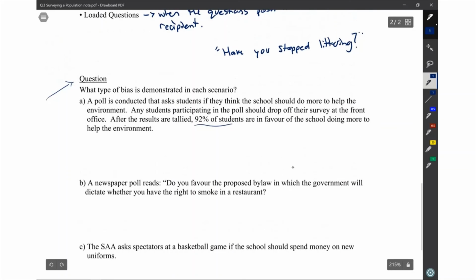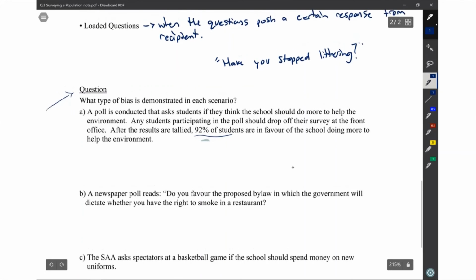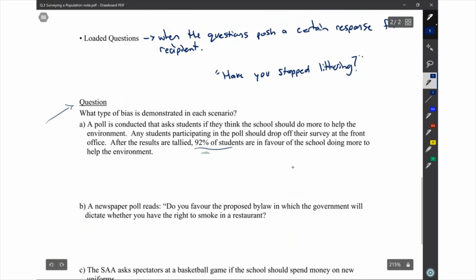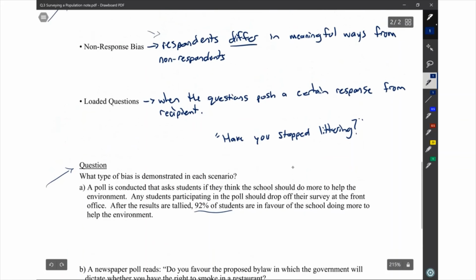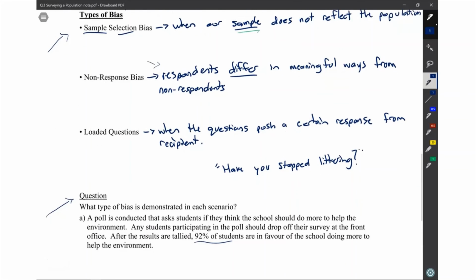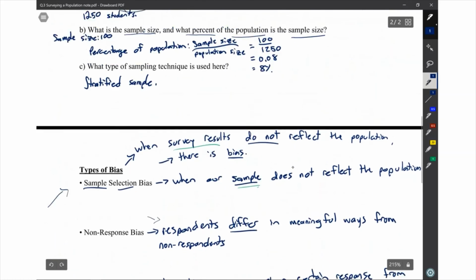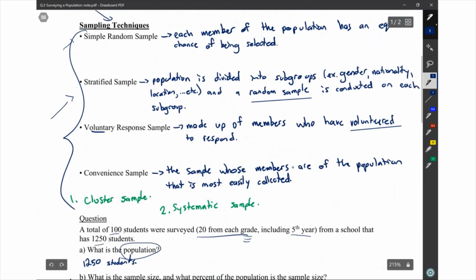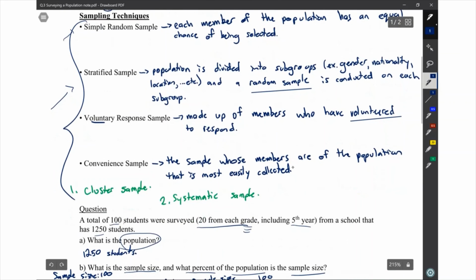Well, on the surface, that sounds great. 92% of the students are in favor of the school doing more. Now, we don't have any information on the actual questions involved in this survey, so we can't say they're loaded questions, even though the conclusion maybe sounds a little bit loaded. Let's first take a look at what kind of sampling we have. Well, it looks like we have some voluntary response sampling.